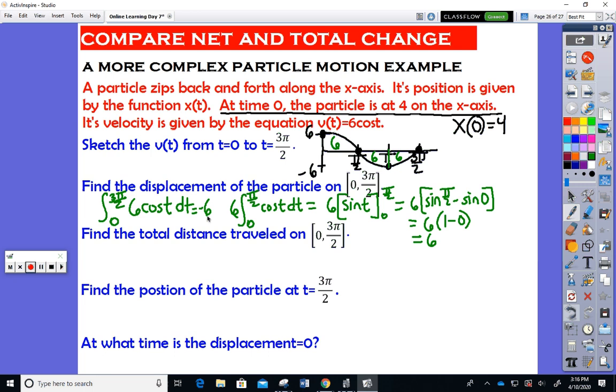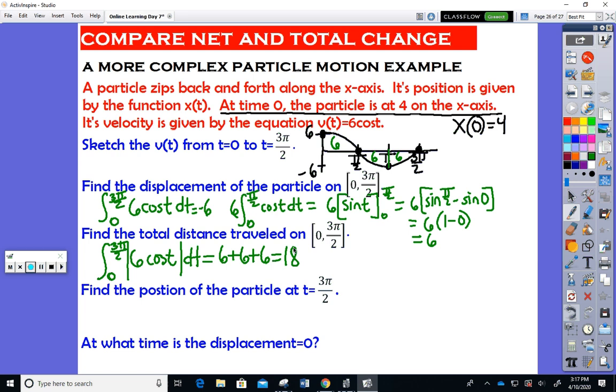Now the total distance traveled would be the integral from 0 to 3 pi over 2 of 6 cosine t in absolute value. But do you see that that's going to be 3 times 6? Because it's going to be 6 plus 6 plus 6, since I've broken it into 3 little parts. So the particle travels a total of 18 units as it's going from 0 to 3 pi over 2 in time, but it's actually going to wind up only 6 units to the left of its starting point, is what we've got so far. So find the position of the particle at 3 pi over 2.